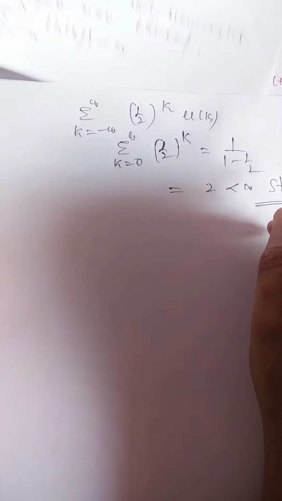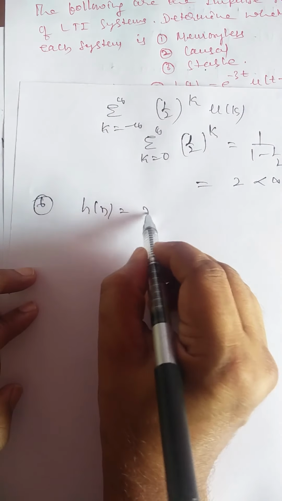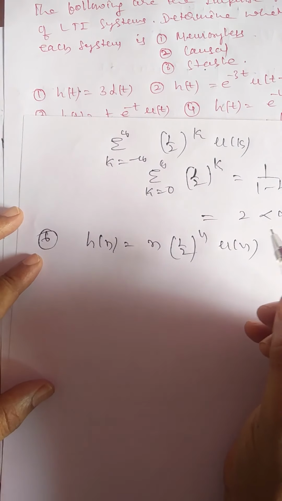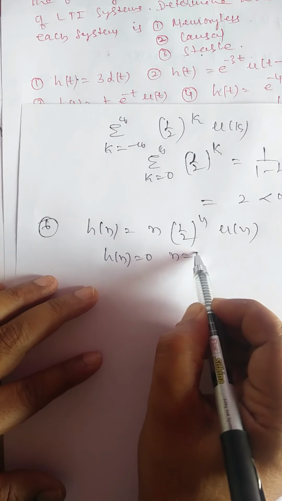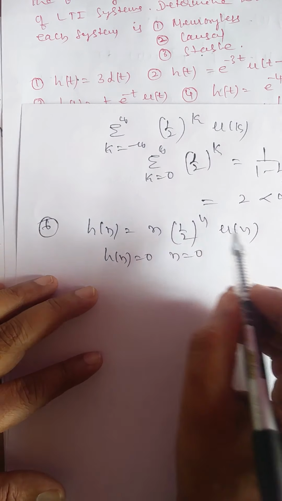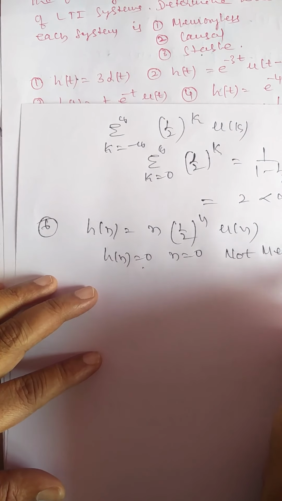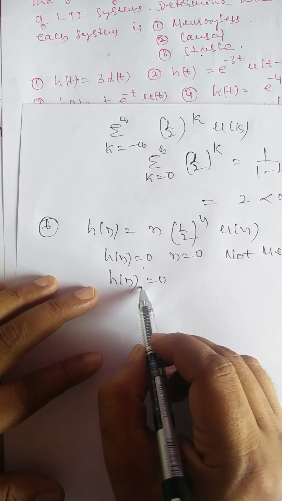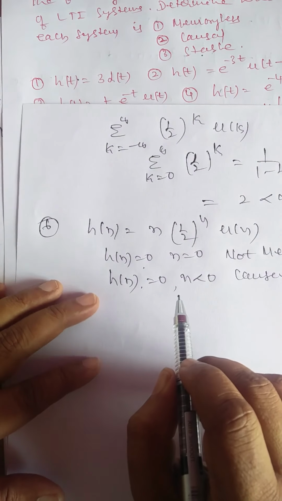Okay. Next, we'll take the sixth problem. That is h of n equals n into 1 by 2 whole to the power of n into u of n. Again, to say whether it is memoryless or memory, check the condition h of n is equal to 0 when n is not equal to 0. It exists from 0 to infinity. This condition is not satisfied, hence the system is said to be not memoryless. And it is a causal system because for it to be causal, h of n must be equal to 0 when n is less than 0. This condition is satisfied and the system is said to be causal.